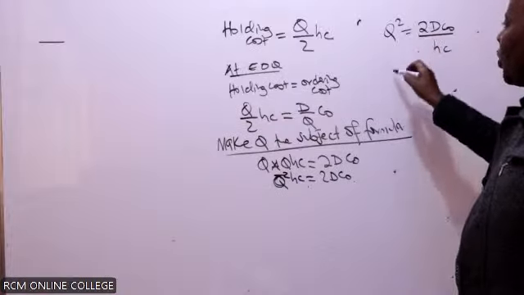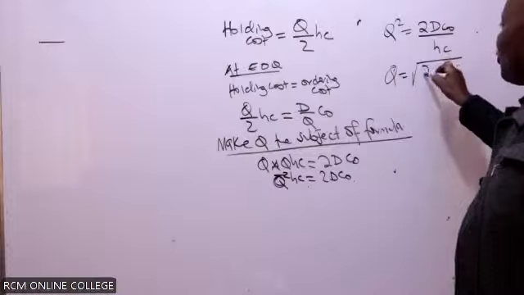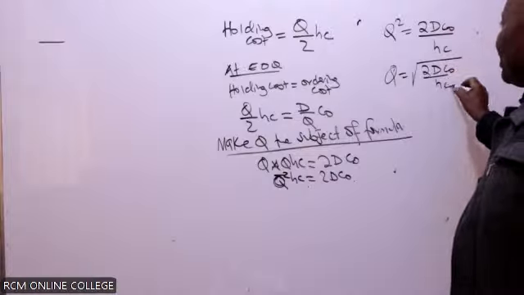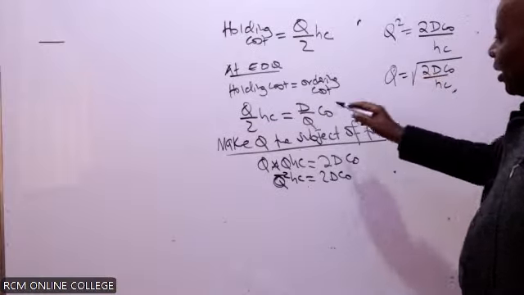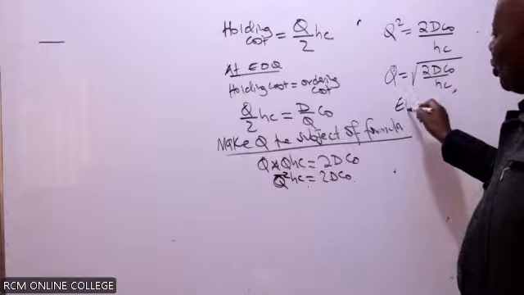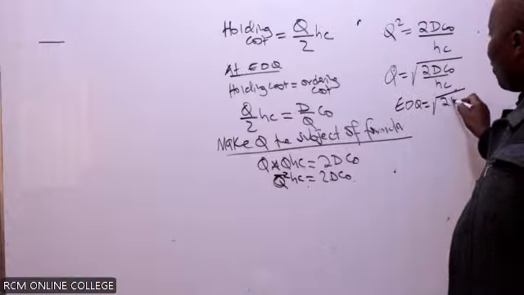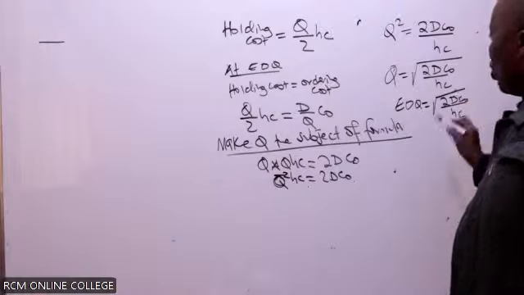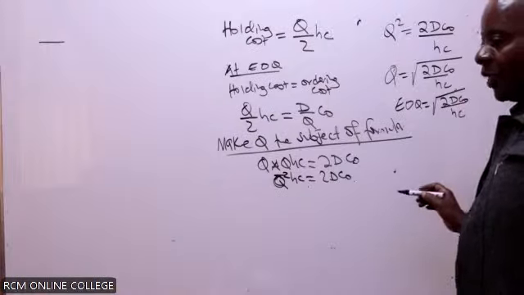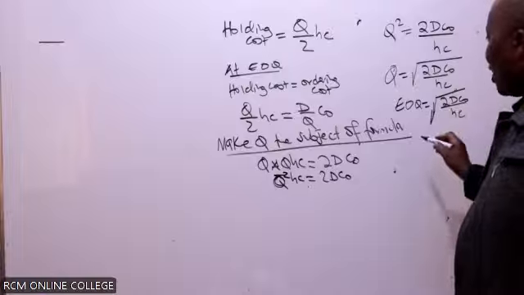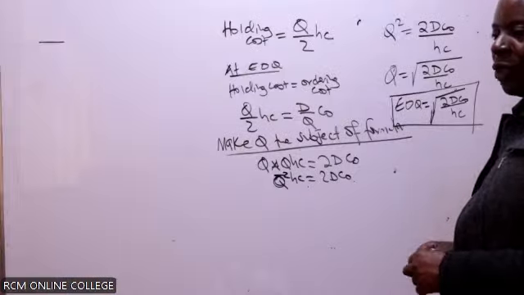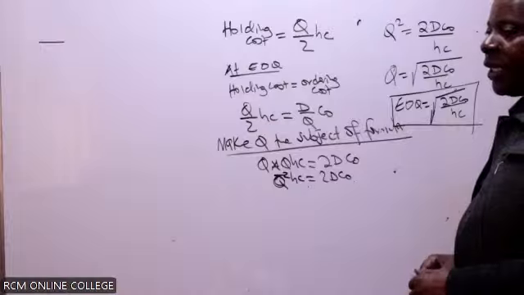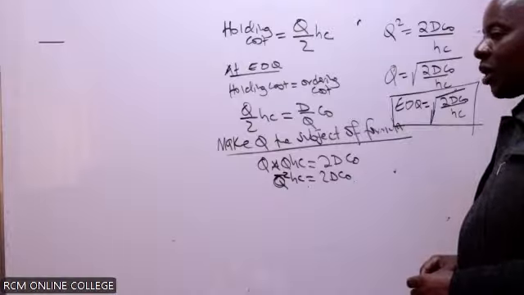Then I can do away with this square and say Q will be the square root of 2DCO over HC. Because this Q is the one equating the two, this will be the EOQ formula, which is the square root of 2DCO over HC. Nobody will ever tell you to derive the formula, but it shall always be required to cram this: economic order quantity equals the square root of 2DCO all over HC.